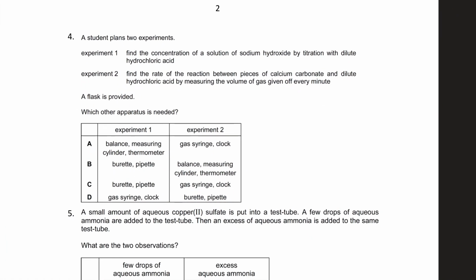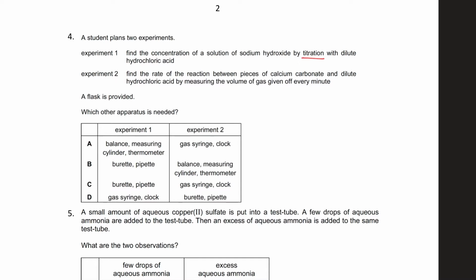A student plans 2 experiments. Experiment 1 is to find the concentration of a solution of sodium hydroxide by titration with HCl. That is something we have done in paper 4 as well. Experiment 2 is to find the rate of reaction between pieces of calcium carbonate and dilute HCl by measuring the volume of gas given off. Now in the first one, there is not going to be a gas given off. So we will need to use an indicator, which means we'll do titration as they've said. And of course, what do you need for that? You need burette, pipette, a beaker, of course. So it could be burette, pipette, which is B or C.